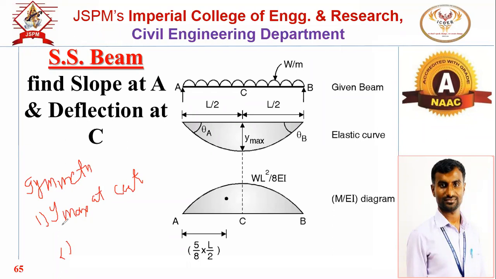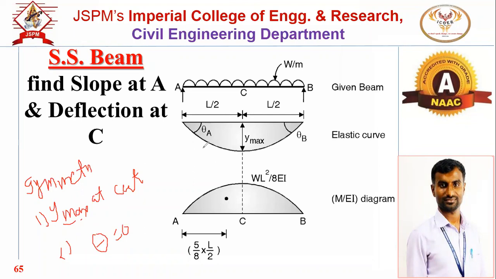Then at the point of maximum deflection, what is the second point to remember? At a point of maximum deflection, means at the center, the slope will be 0. Why is it 0?